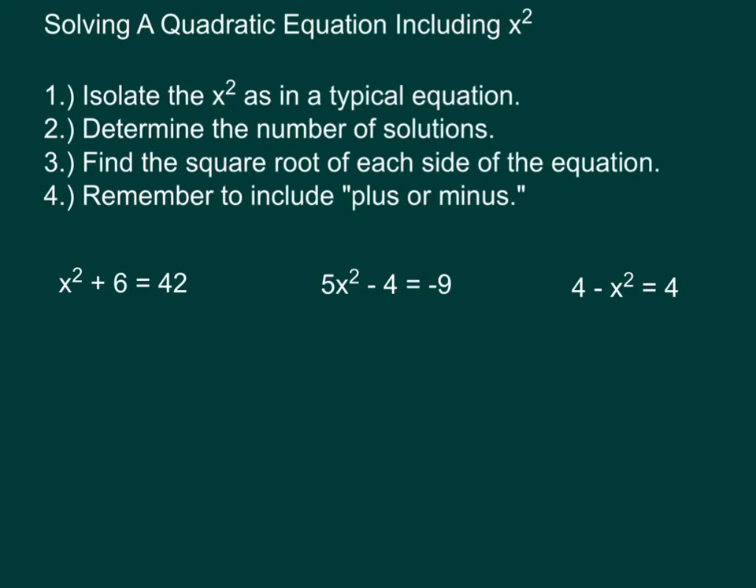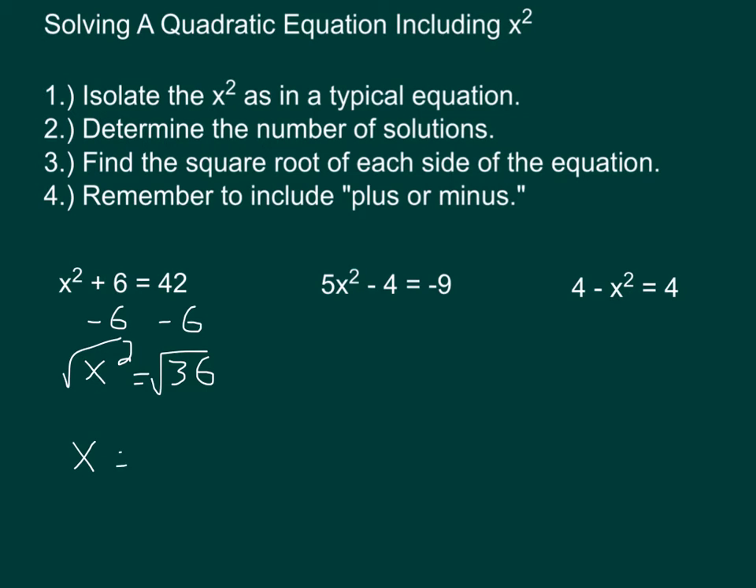In this first example, x squared plus 6 equals 42. I'm going to subtract 6 from each side. That brings me to x squared equals 36. Now the x squared is isolated. Now I want to determine the number of solutions. This is going to just tell me if I need to go on or not. In this case, I have x squared equals a positive number, which I saw on the previous page means I have two solutions. So I'm going to go forward with the process. I'm going to find the square root of each side. And so I did the square root and the square root, and the square root of x squared is x.